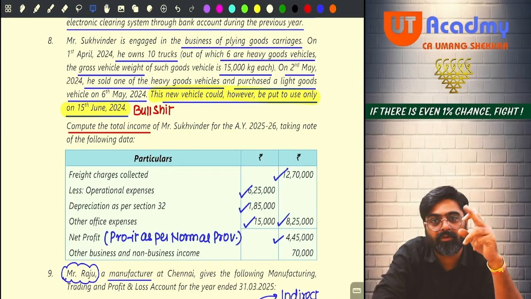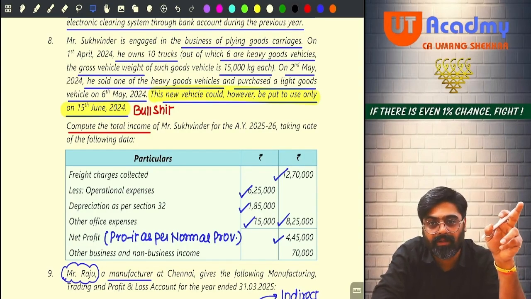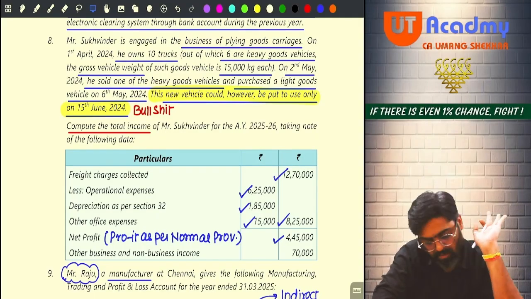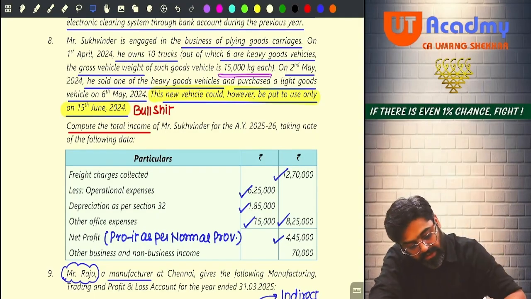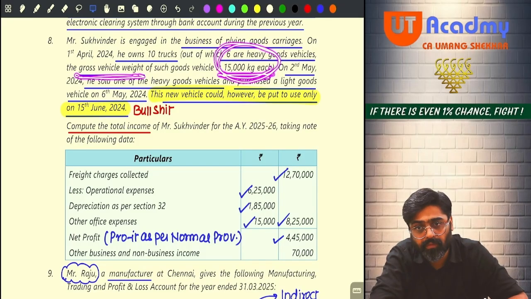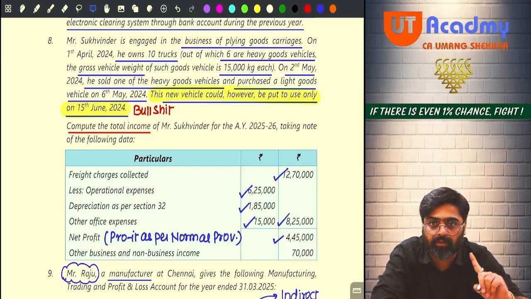So for 4 vehicles, you are going to show how much? 7,500. And for these 6 vehicles, you are going to show how much? 15,000. 15,000 kg each. Yes or no? Gross vehicle weight 15,000 kg means 15 ton. So per ton how much? Per ton 1000. So 15 ton, 15,000.